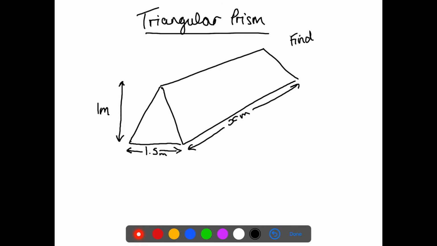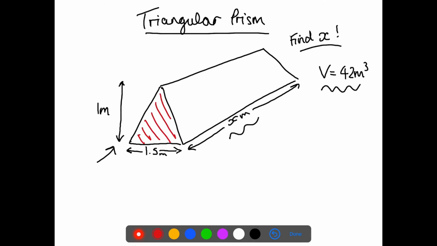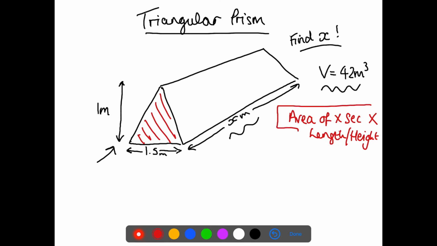And what it wants you to do is find x, okay? And it also gives you the volume of 42 metres cubed. So in this question, it's given you the volume, but you've got to work out this length. So in order to do that, I would think, right, well, I can find the area of the triangle. I can find the area of the cross-section, because your formula is the area of the cross-section multiplied by the length or the height of the shape. Remember?